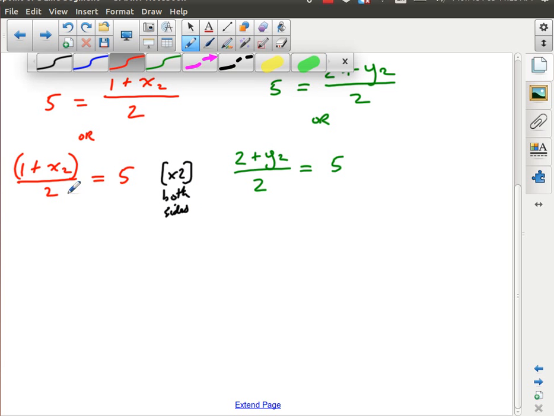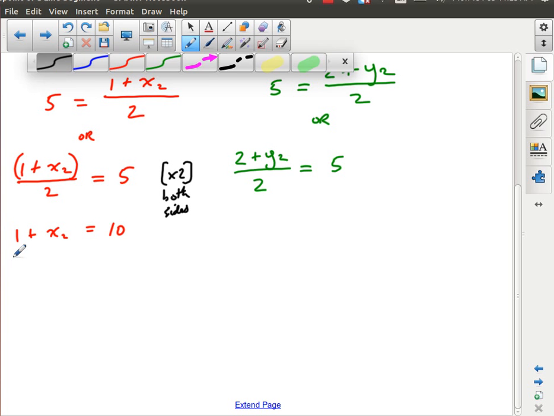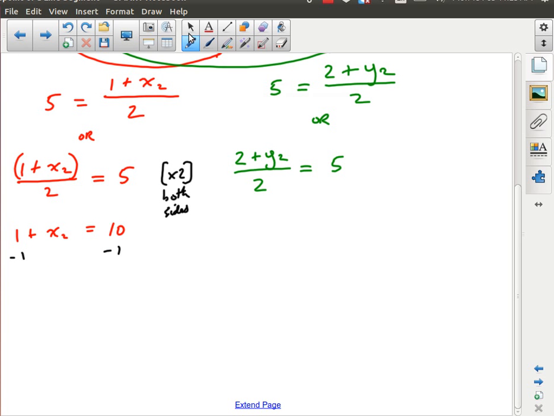And so what do I get? Well, the reason I multiplied, I had division by 2. If I multiply by 2, that just turns into 2 over 2, which is 1. So this becomes 1 plus x2. And the right side multiplied by 2 becomes 10. To get x2 by itself, I have to subtract 1 from both sides. And I end up with x2 is equal to 9.